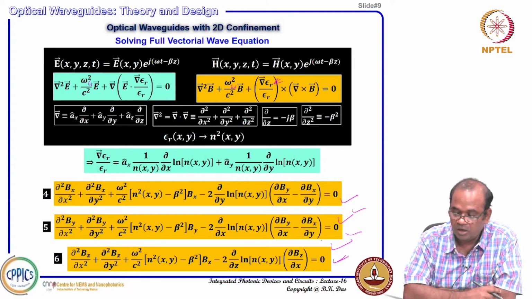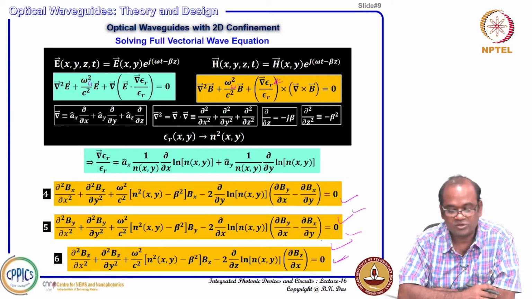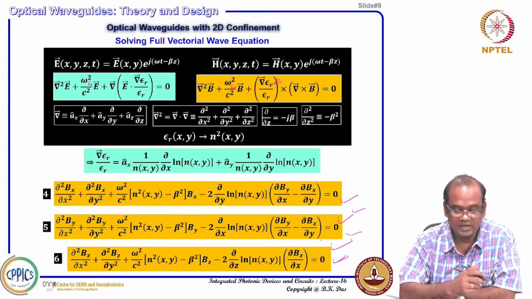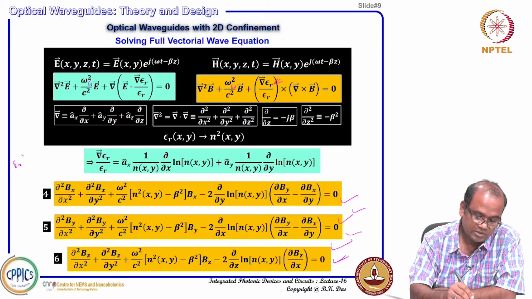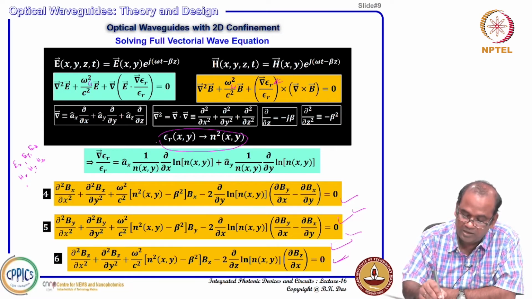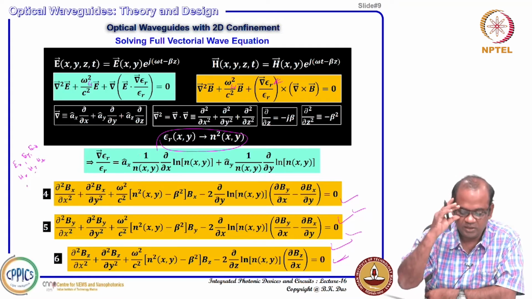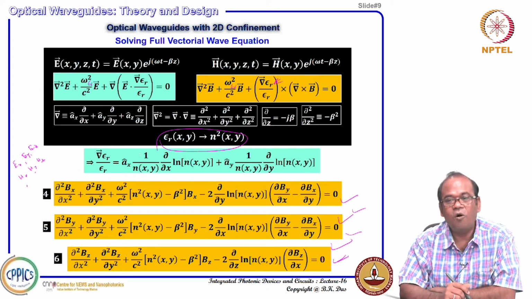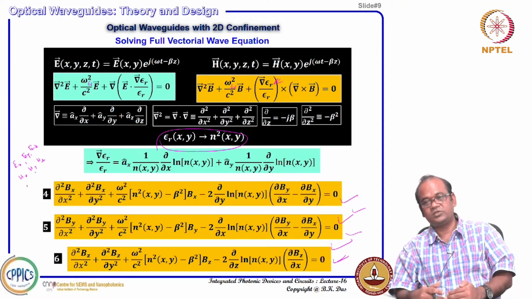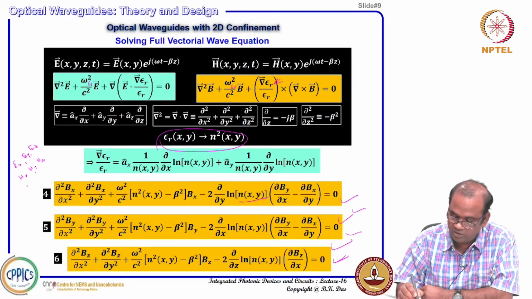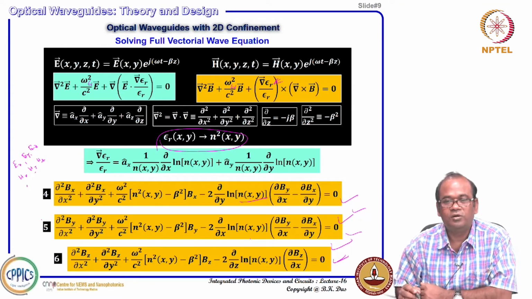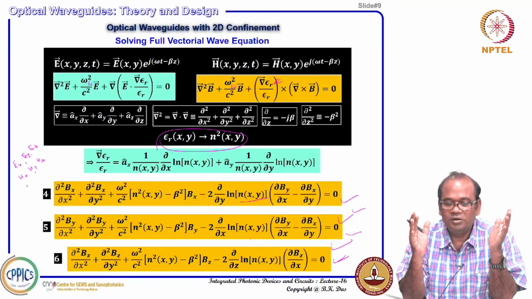So far so good. Once we get these 6 components, obviously you can say that I want to solve Ex, Ey, Ez and Hx, Hy, Hz for a given dielectric distribution across the waveguide cross section. That is possible only if you concentrate on all this. You have to solve all these 6 scalar wave equations by inserting whatever nxy is. If nxy is known, you just insert nxy and you can solve, and normally it has to be solved numerically.